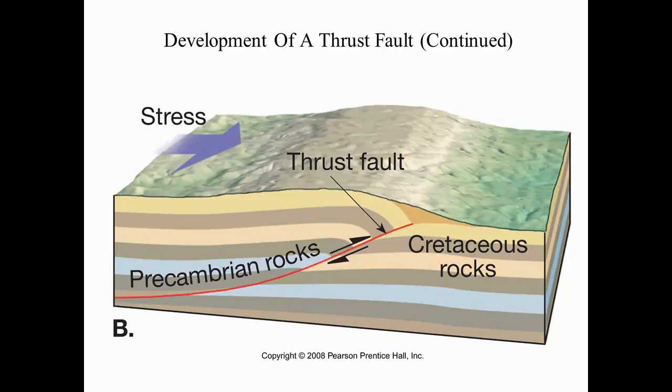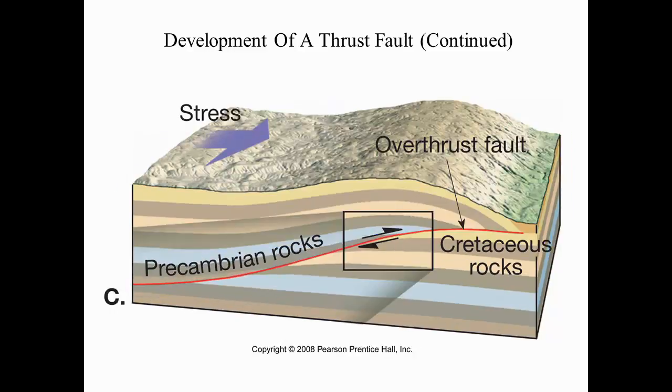Now, with the development of the thrust fault, the hanging wall to the left is moving up and over the foot wall that occurs to the right. And over time, with the shallowing of the fault angle, we get what's called an overthrust fault. So notice in the case of the overthrust fault to the right that the fault angle is near horizontal at this point. And what's more, we now have older rocks of the hanging wall being shoved up and over younger rocks of the foot wall.